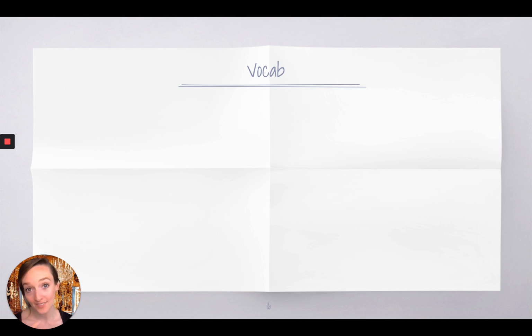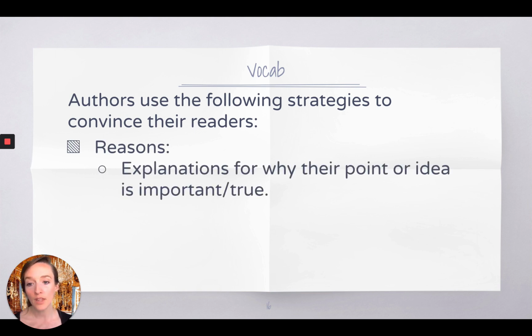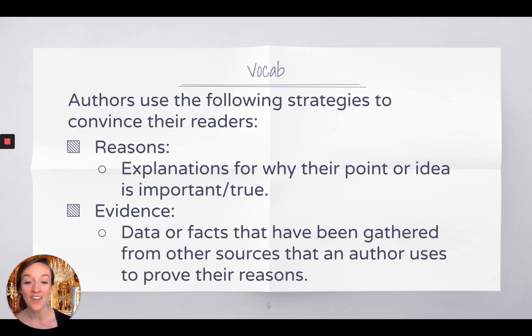So we have some vocab to start out with, just like yesterday. Yesterday we talked about how authors use reasons to convince their readers. And just as a recap, reasons are explanations for why their point or their idea is important or true. But authors also use evidence, as we touched on a little bit yesterday. Evidence is data or facts that have been gathered from other sources that an author can use to prove their reasons. So the reasons prove the main idea, and the evidence proves the reason.